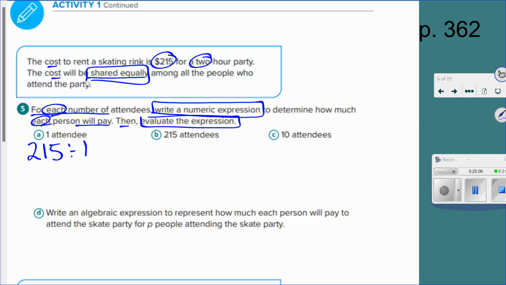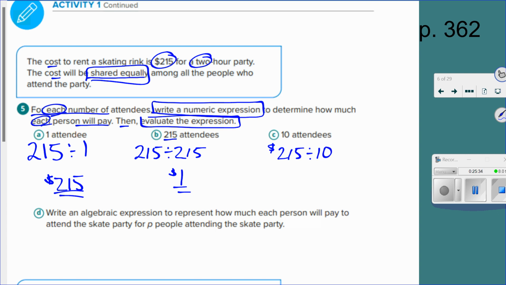$15. My expression now changes because my number of attendees is changing. Has my price changed? No. It's still 215. 215 divided by 215 means it's costing them each $1. Now my number of attendees changes to 10. Now I'm only dividing among the 10 of them. So my cost is $21.50.